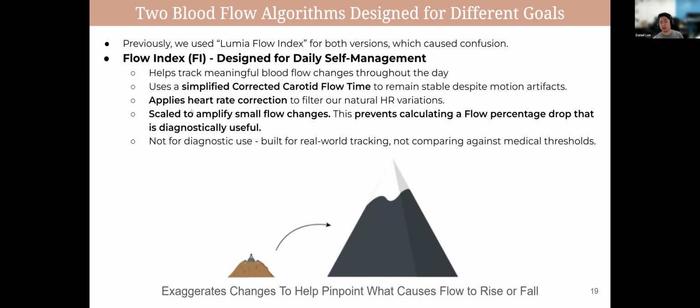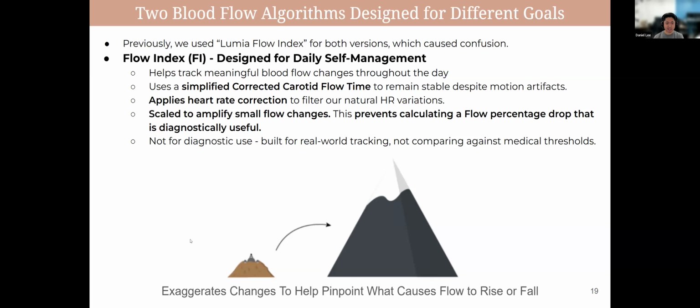It's also scaled. So we're amplifying small flow changes so you can see what is abnormal or what's affecting your flow and making it go up and down. This really affects the ability to calculate a flow percentage change, because carotid flow time is measured in hundreds of milliseconds. We map that into a 0 to 100 Flow Index score to make that easier to understand. But that makes it so you can't calculate it: if you had a Flow Index of 80 and it drops to 40, that doesn't necessarily mean you had a 50% flow drop. It actually is less than that because it's amplified to, again, make it easier to see some of these more subtle changes. So that's another thing: it's not designed for diagnostic use. It's designed to help understand what things are affecting your flow.